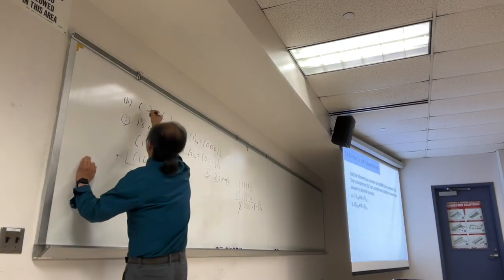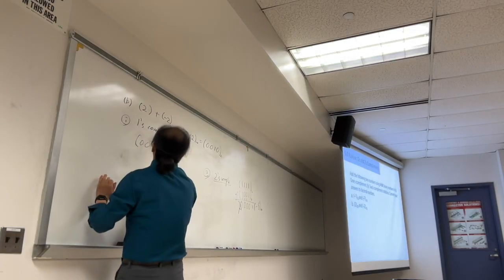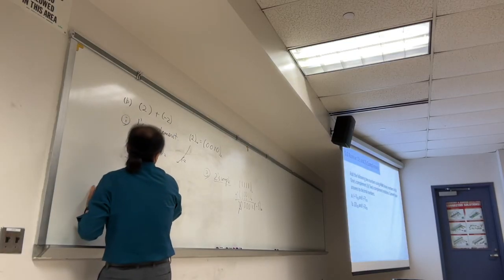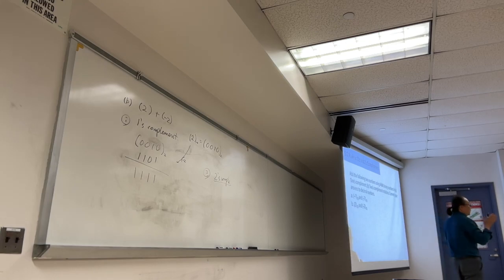Okay, 2 and -2. So we have 2, 0, 0, 1, 0, -2, 1, 1, 0, 1, and add 1, 1, 1, 1. What is this in decimal? Convert it. Use in your notes. Try to convert this binary number into decimal.